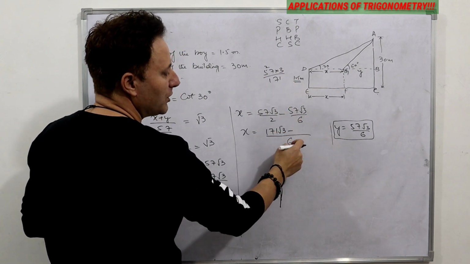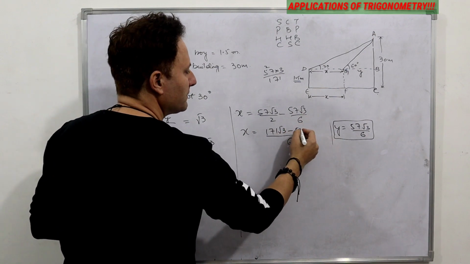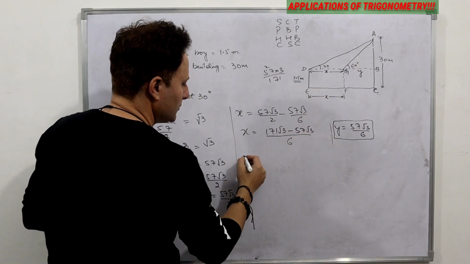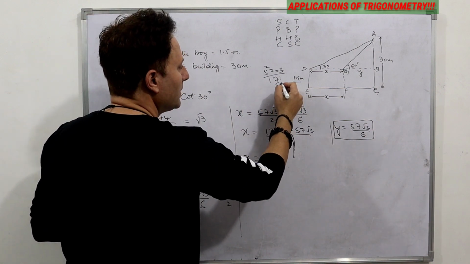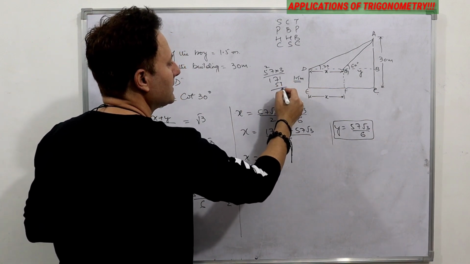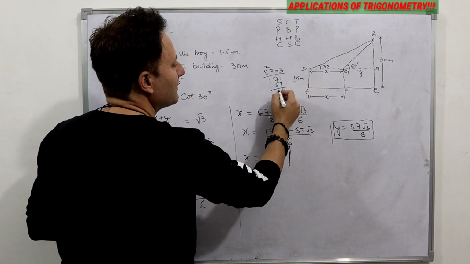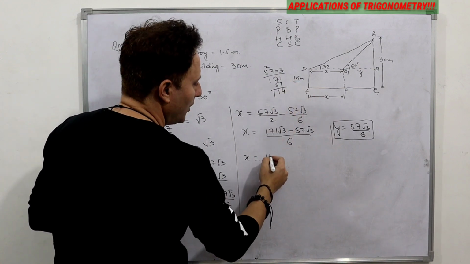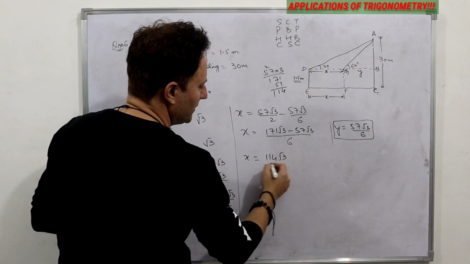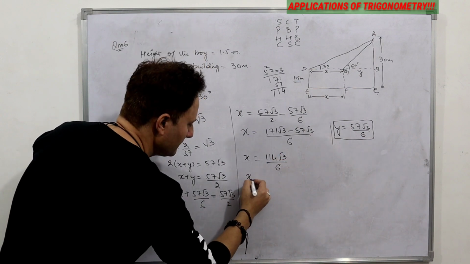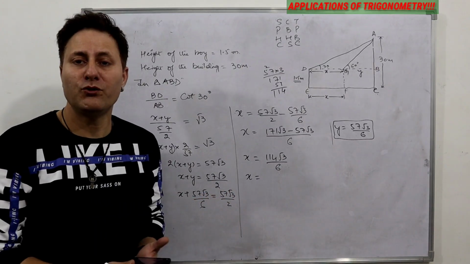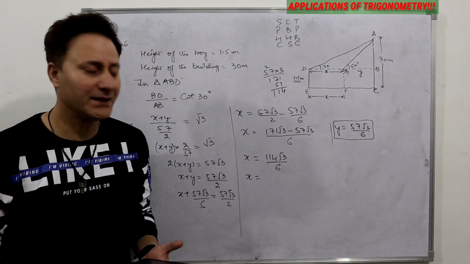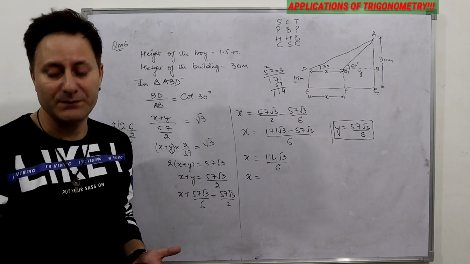minus, now denominator and LCM is same, so it is 57 root 3. So x is equal to, now we need to deduct 171 and 57. That gives 114 root 3 upon 6. Now, you can leave it here if you don't know the value of root 3. But we know it for a fact that root 3 is 1.73.